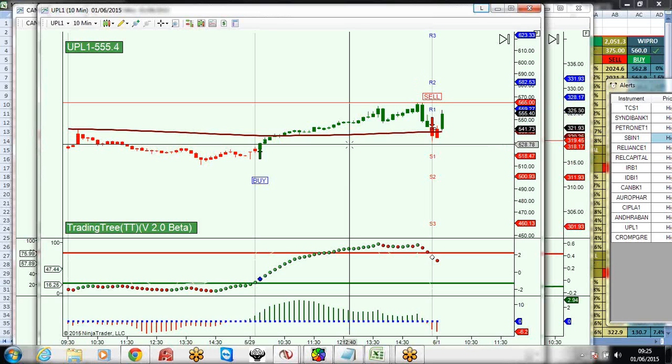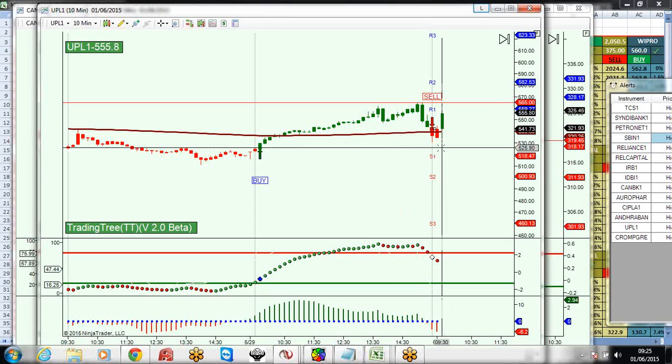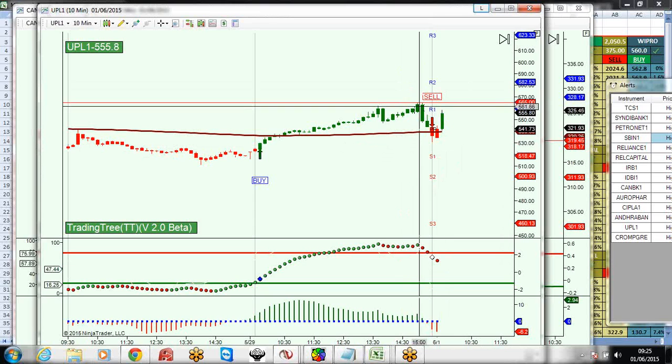You can buy UPL again at 565. Sorry. Once we get a buy call, we can again buy at 565.